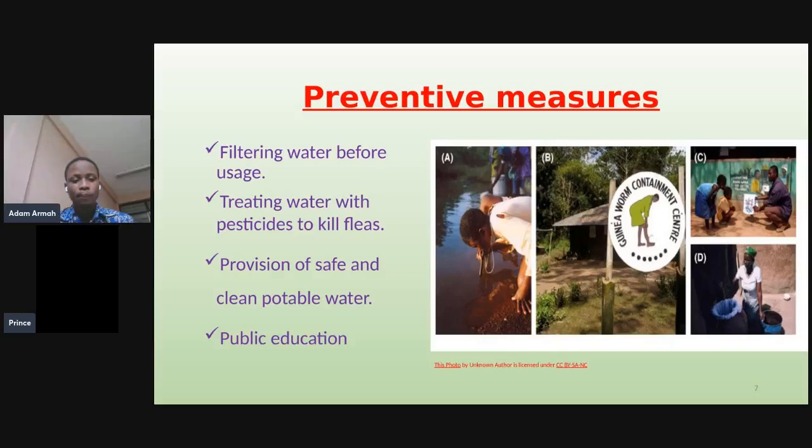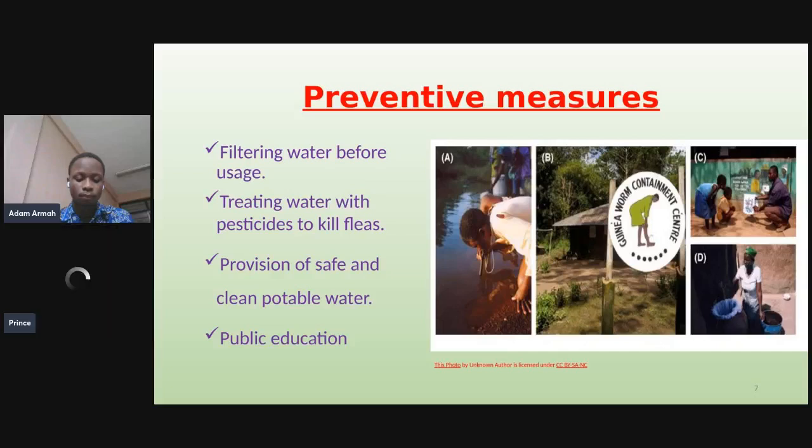Okay, so talking of prevention, I would also like to talk about control of water fleas, that is the cyclops, using larvicides, as I mentioned earlier in treatment. We have to apply larvicides such as Abate in stagnant water bodies to kill the cyclops before they can give worm larvae. This method is particularly useful in areas where people rely on open water.